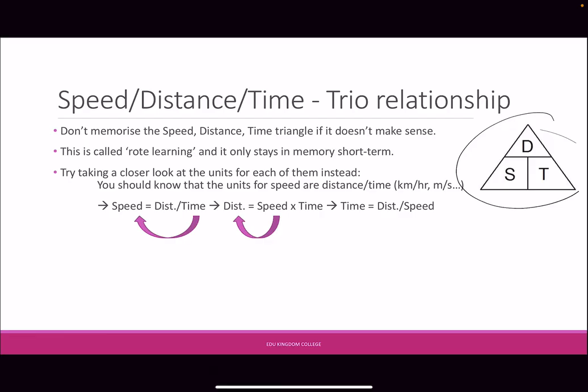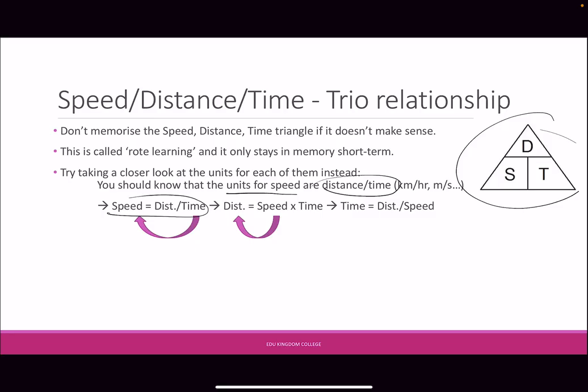And so what this triangle really is, is just a form of rote learning, which I don't like, because it is just memorizing for the sake of memorizing, and it only stays in memory for a short amount of time. So to understand this triangle better, we're going to look at the units for speed. The units for speed are distance over time, which you can see here. So kilometers per hour is distance over time, meters per second, distance over time.